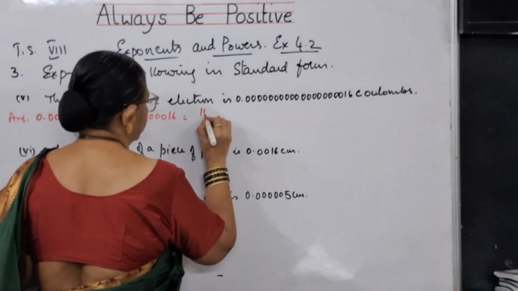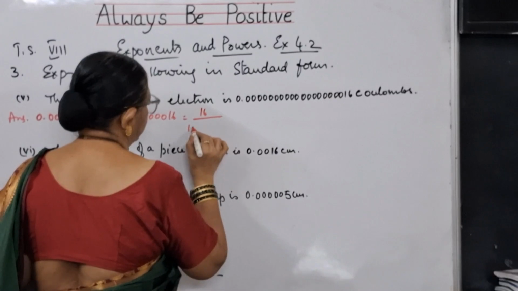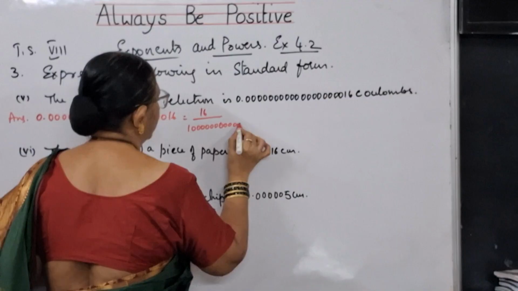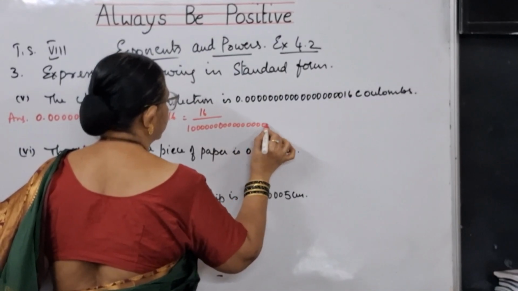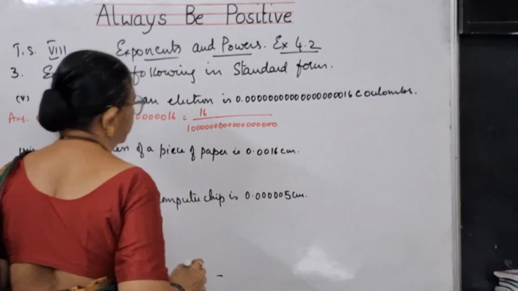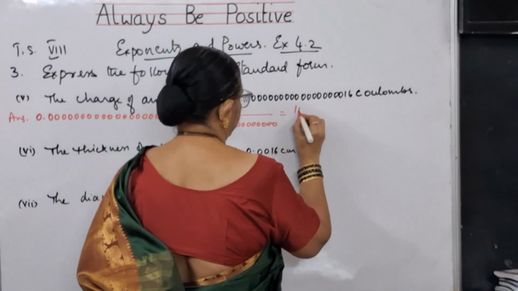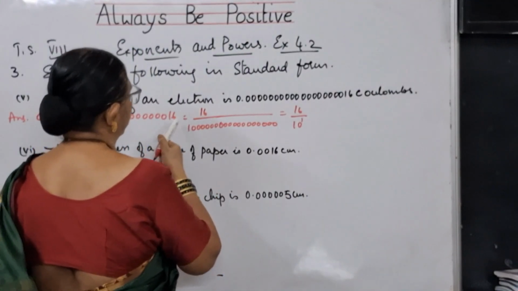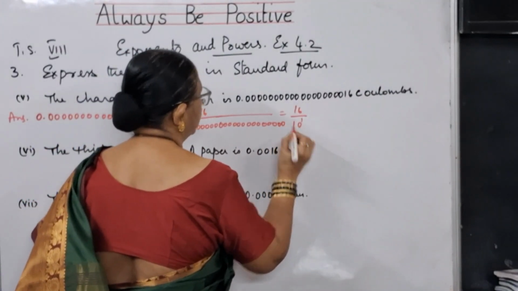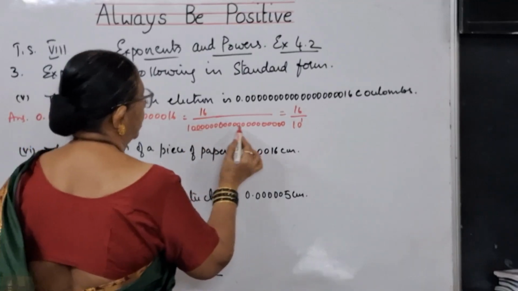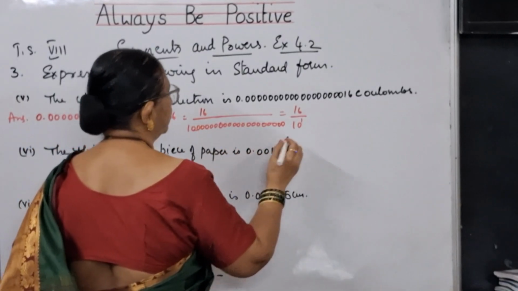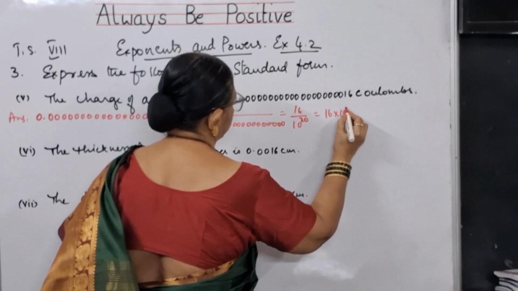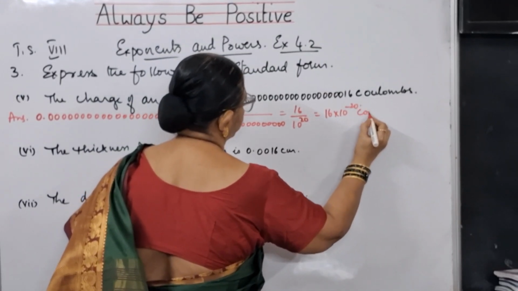This is nothing but 16 by 1 followed by 18 zeros. That means 16 by 10 to the power of 18, so 18 zeros, and also 1 6 is there. Two more zeros also you have to add, 18 plus 2 more zeros for 1 6. That means 10 to the power of 20. That means 16 into 10 to the power of minus 20 coulombs.